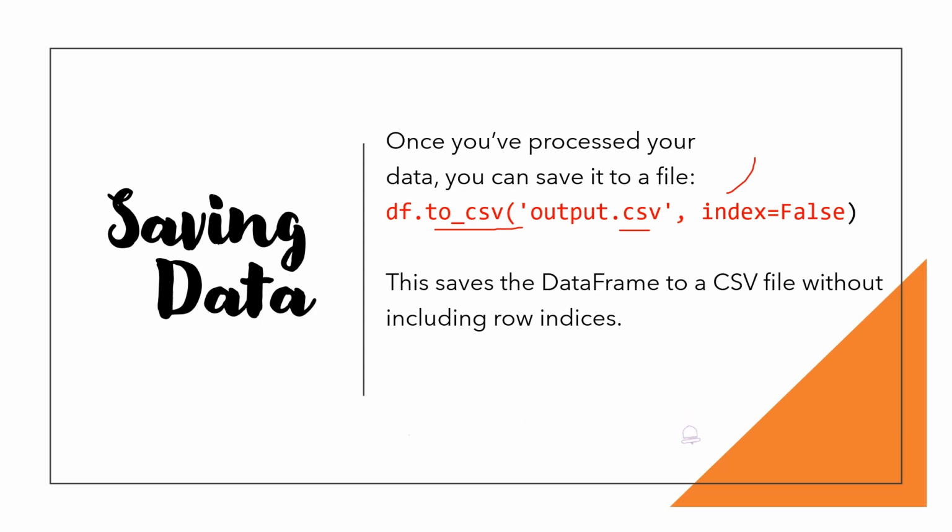This will be the same for Excel and JSON also. In place of to_csv, you need to mention to_excel or to_json, and the output file name you also need to change to xlsx or json. With this, we end this episode.